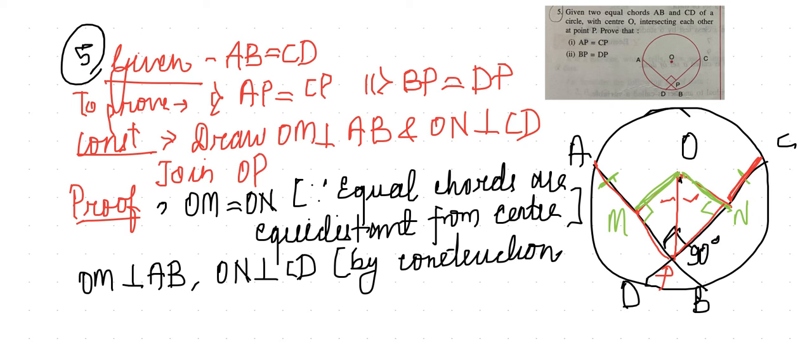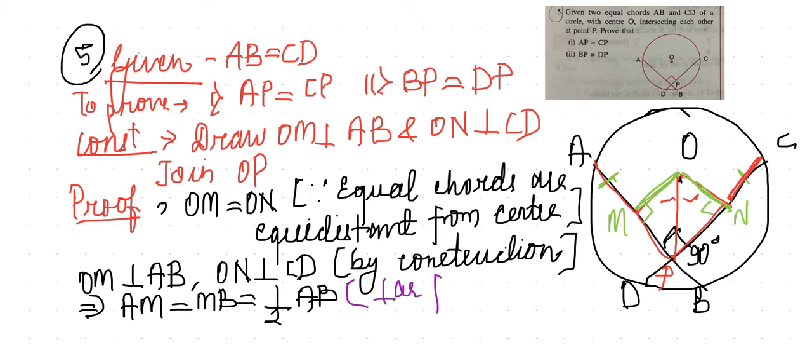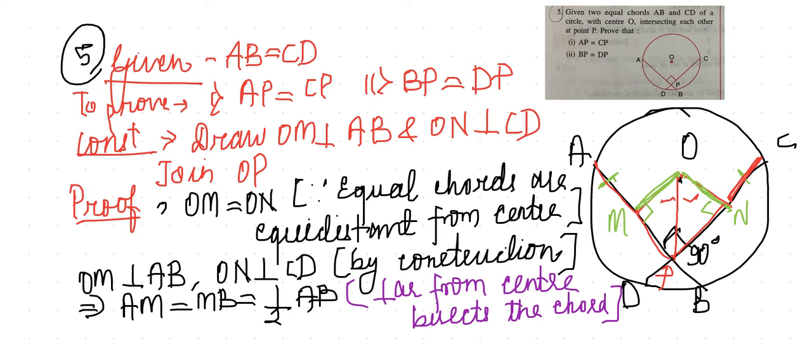Okay, so why are we writing this? Because, children, I'll be concluding that therefore AM is equal to, so write down, this implies AM is equal to MB is equal to half AB. And the reason, students, is that the perpendicular from the center bisects the chord. So this is the reason that you are going to give, that the perpendicular from the center is going to bisect the chord.